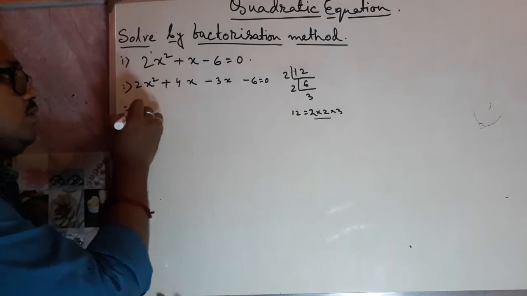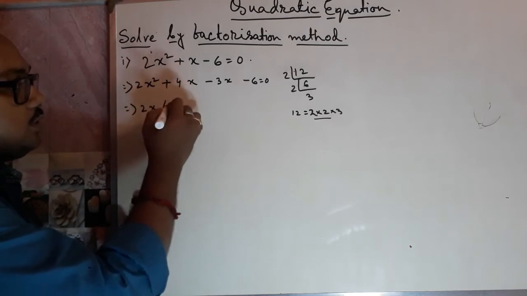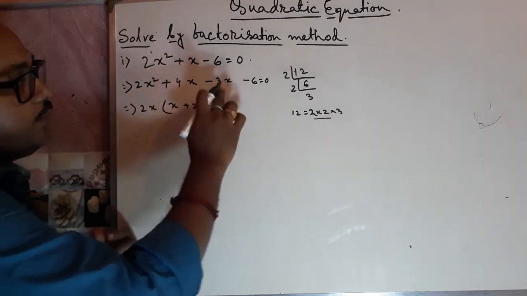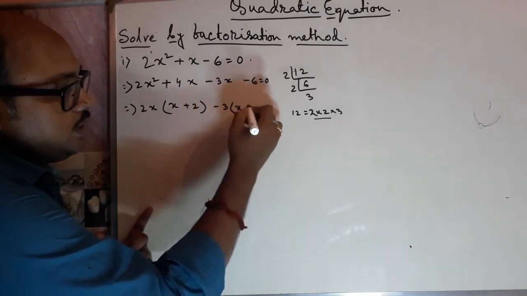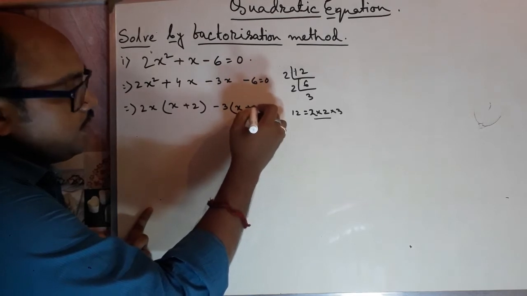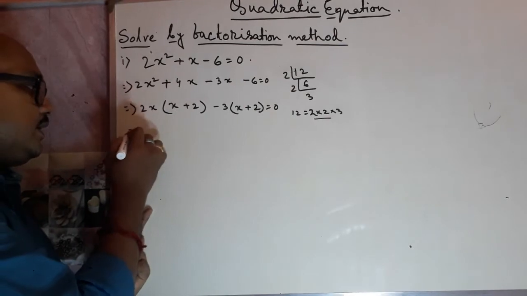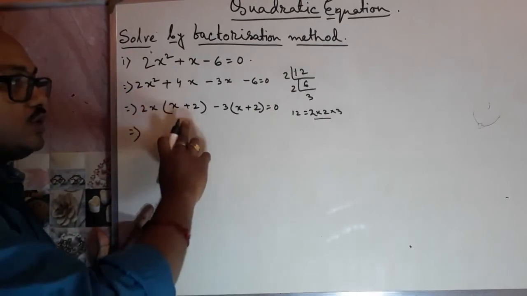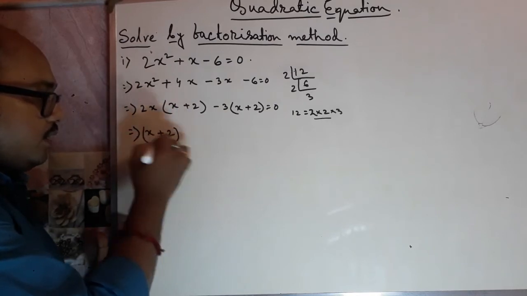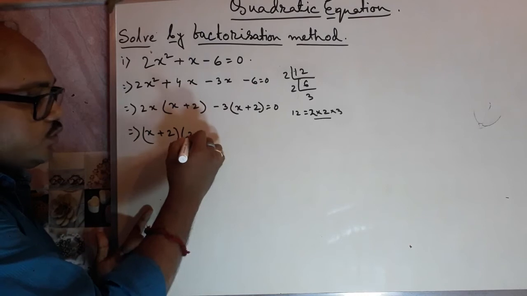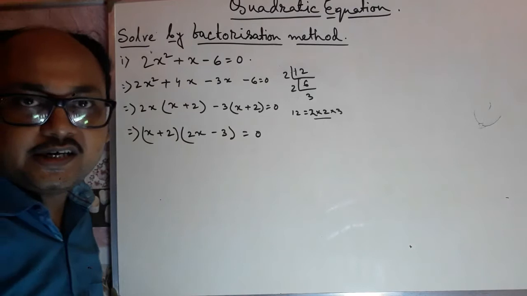So now from the first two terms, taking 2x common, we get 2x(x + 2), and for the last two terms, minus 3 is common. Taking common minus 3, you will get (x + 2). Now you see in the left hand side, x + 2 is common in both terms. Taking common x + 2, the rest you write, that is 2x − 3, equal to 0. Factorization is completed.